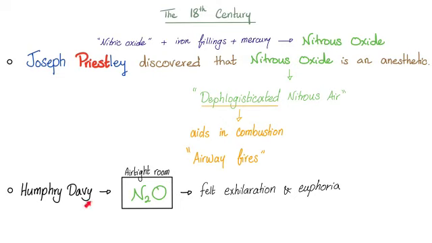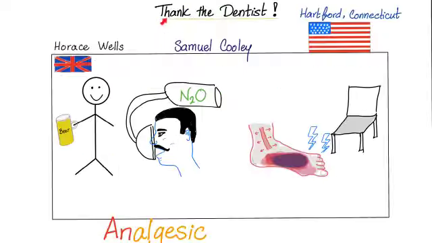Next, Humphry Davy, aka Humpty Dumpty, not to be confused with the lumpy bumpy deposits that you see in cases of acute post-streptococcal glomerulonephritis. He used to add nitrous oxide gas into an airtight room. While he was in the room, he felt exhilaration and euphoria. Let's say thank you to the dentist. We have Horace Wells and Samuel Cooley, two Englishmen living in Hartford, Connecticut, United States.